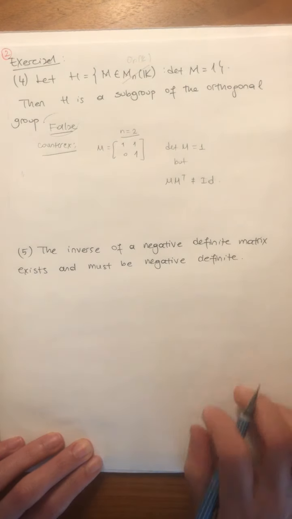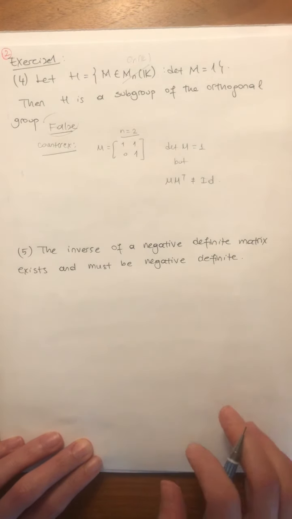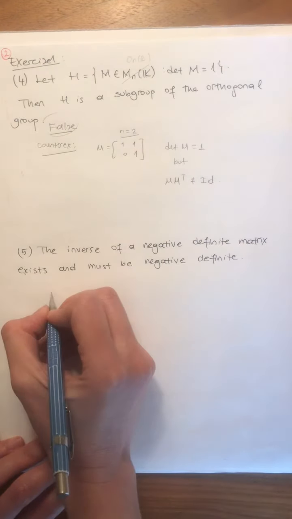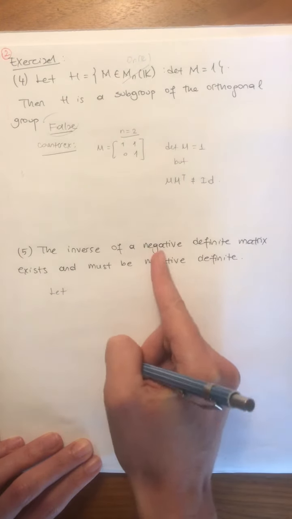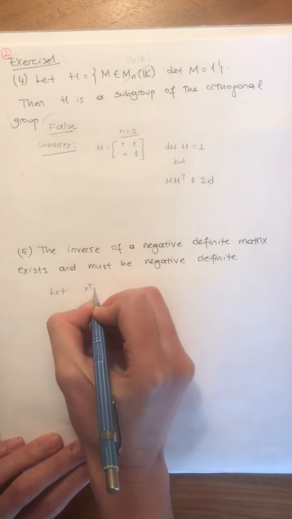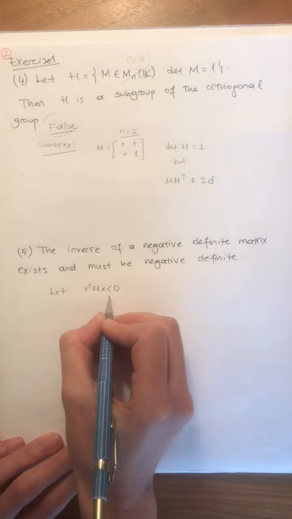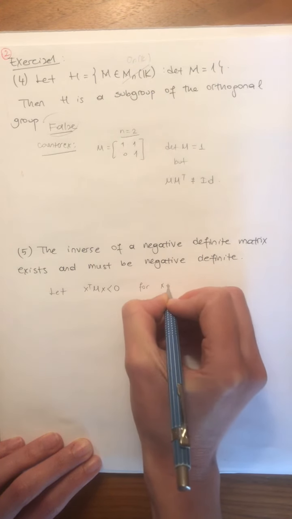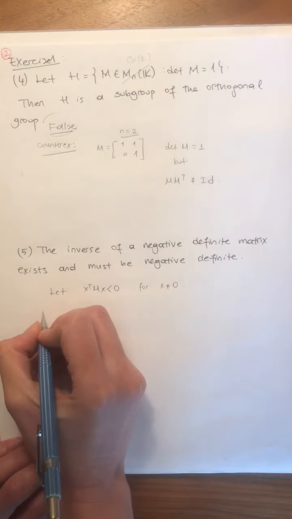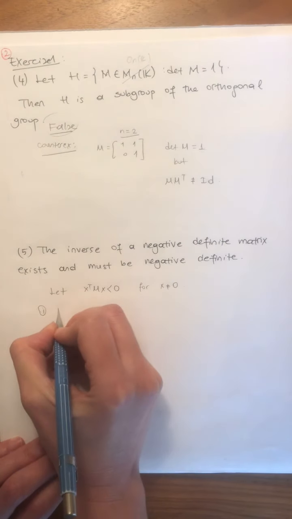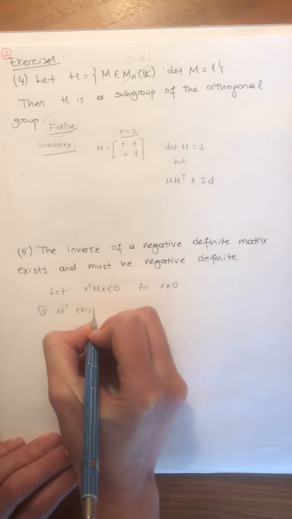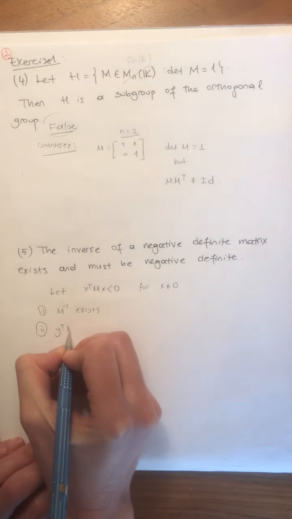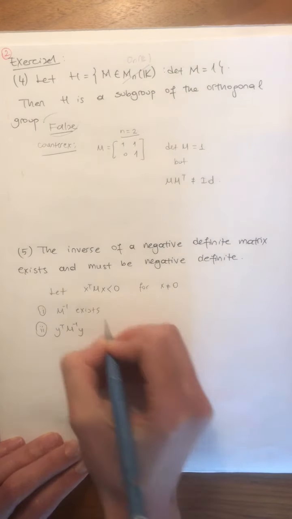Okay, the last statement is the only true statement in exercise 1, and it contains two parts actually. Namely, let M be a negative definite matrix. That means this real number is always strictly less than 0 for all non-zero vectors. And first we want to see that M inverse exists. And in the second we want to see that M inverse is also negative definite.